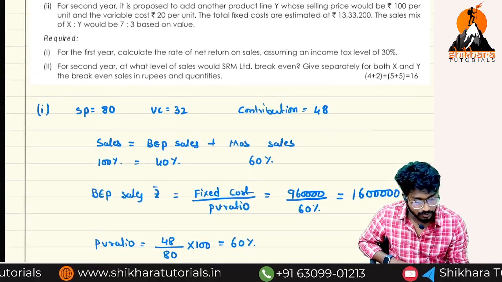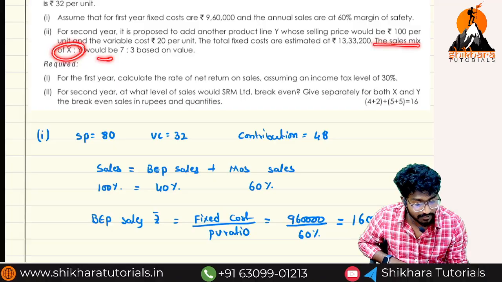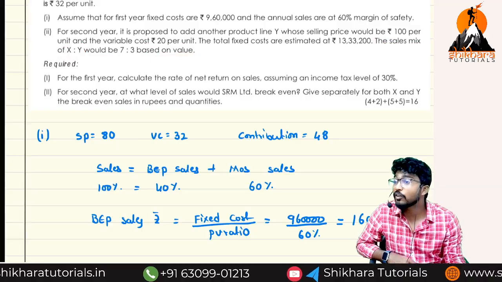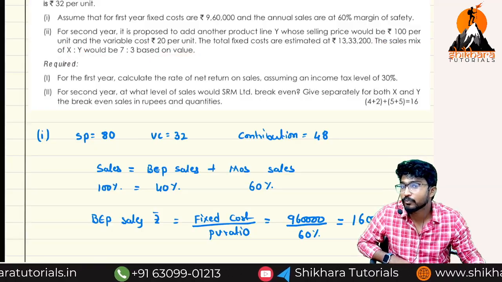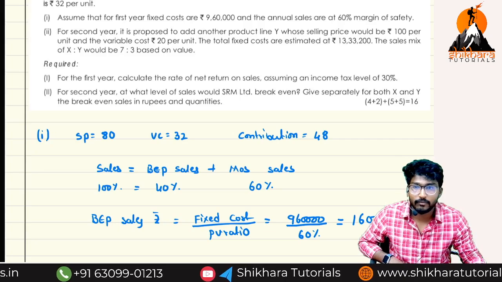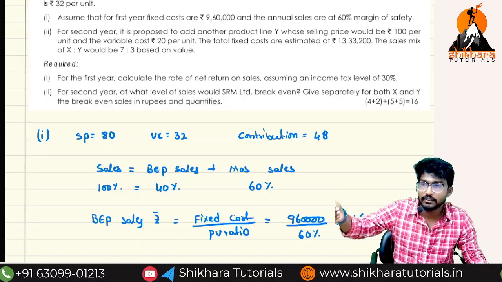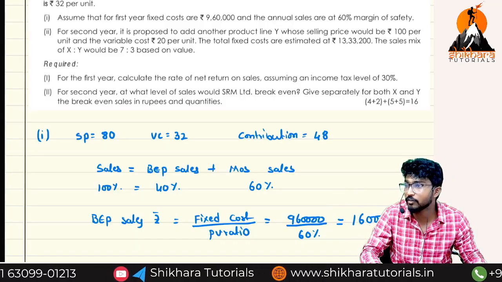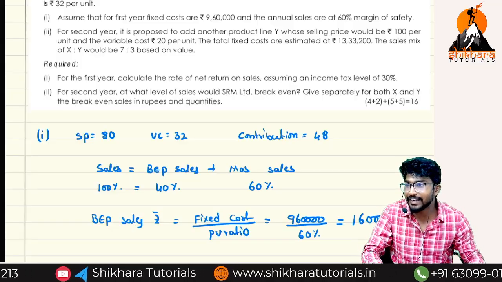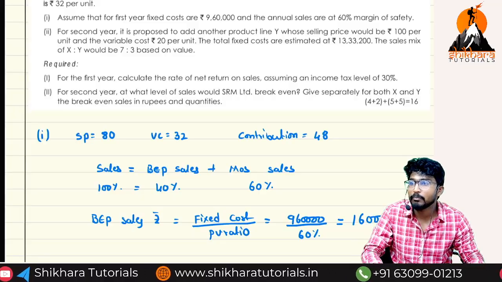Here, for the second year, the sales mix of X and Y would be 7:3 based on value. What is meant by value? Value means rupees. Volume means units. In the previous session, we discussed multiple break-even point in units: fixed cost divided by contribution per batch. Here we need to calculate PV ratio per batch. What is it? PV ratio per batch.